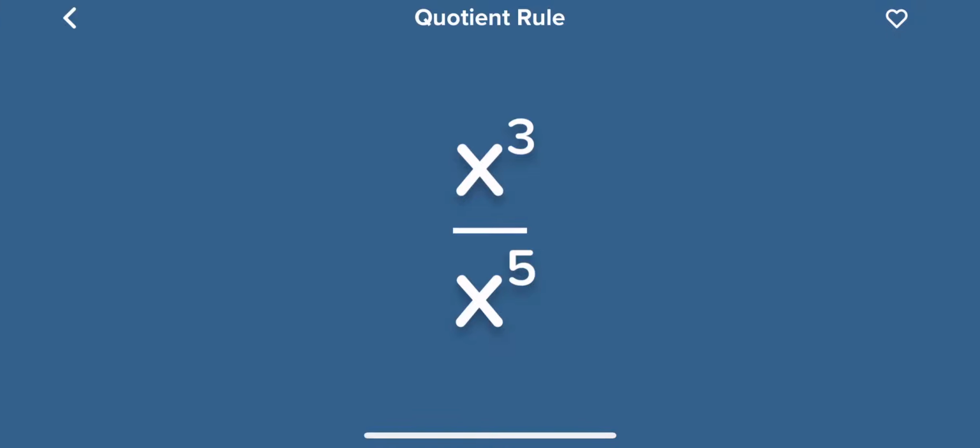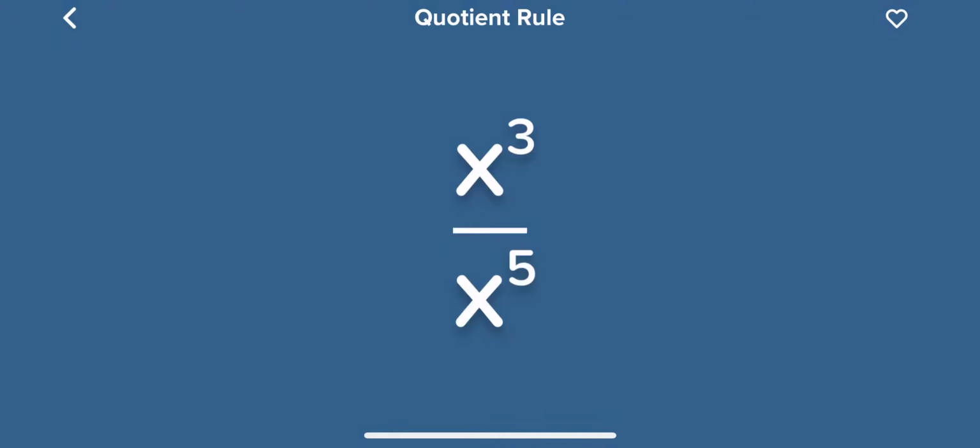Hey, now it's time for the exponent quotient rule. And we're gonna have to combine a couple of things we've learned so far to do this. So we know from the last lesson that x to the cubed is x times x times x, great, no problems there. X to the fifth is x times x times x times x times x.